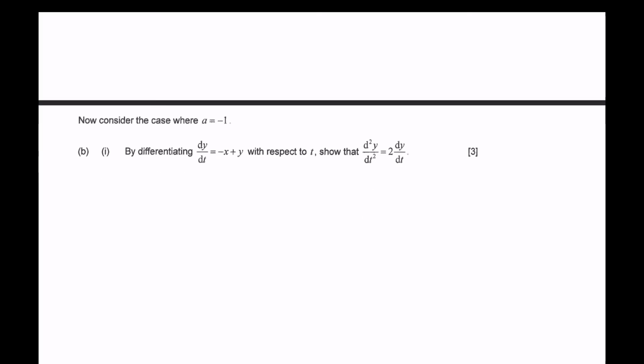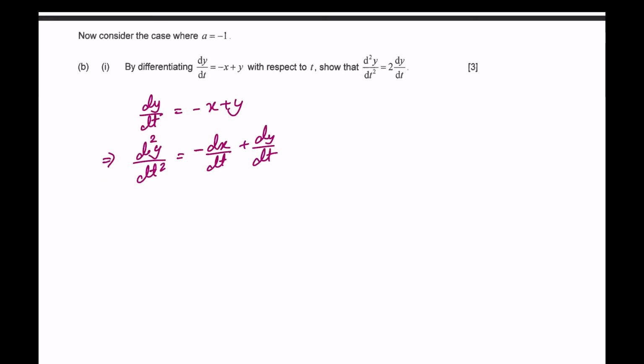So here we have to consider the case where a is equal to -1. By differentiating dy by dt equals minus x plus y with respect to t, we get d2y by dt squared equals twice dy by dt. So this looks interesting. Let's try to do it. dy by dt is minus x plus y. Let's differentiate it with respect to t. So what we get is d2y by dt squared equals minus dx by dt plus dy by dt.